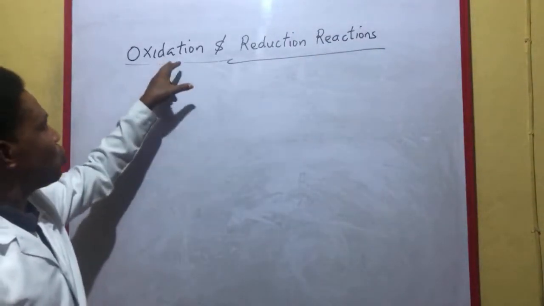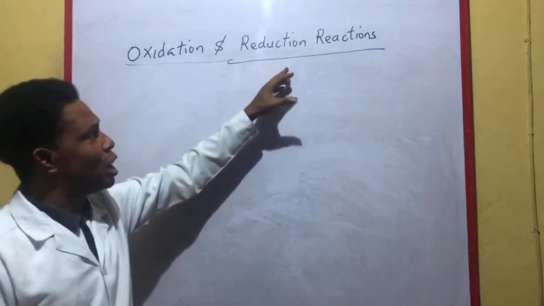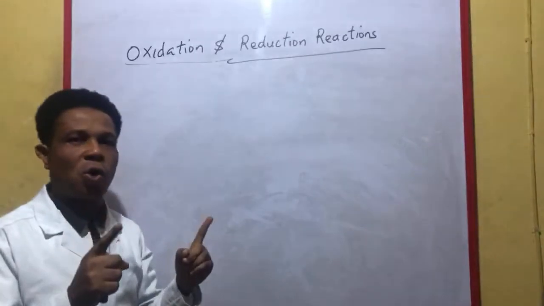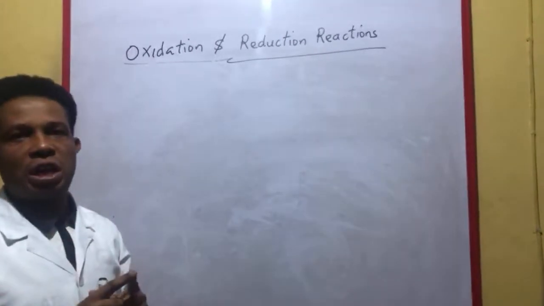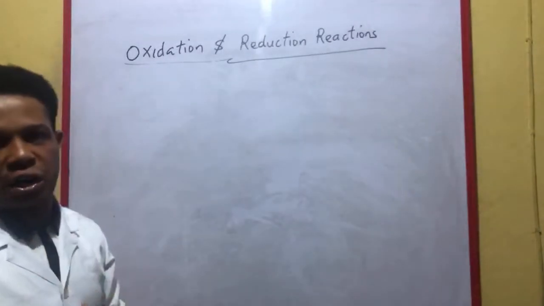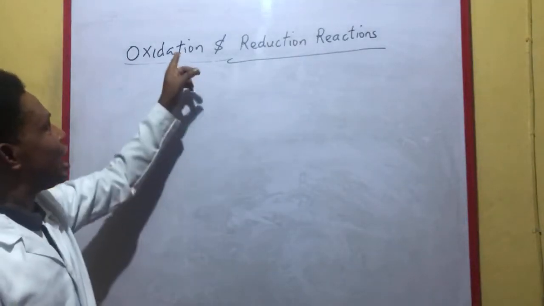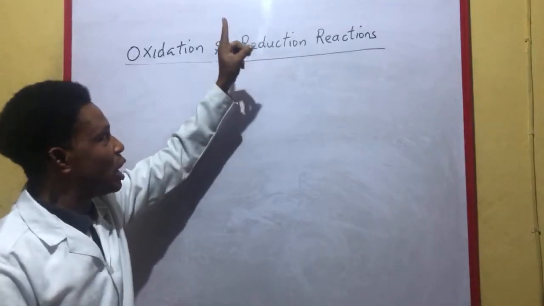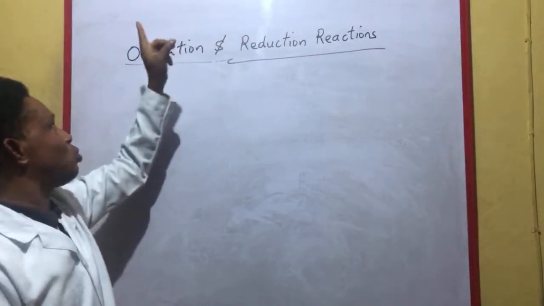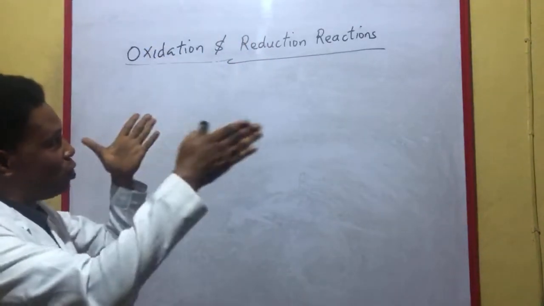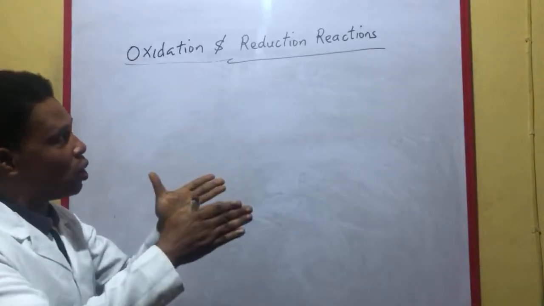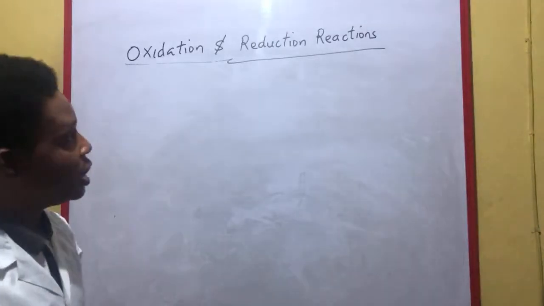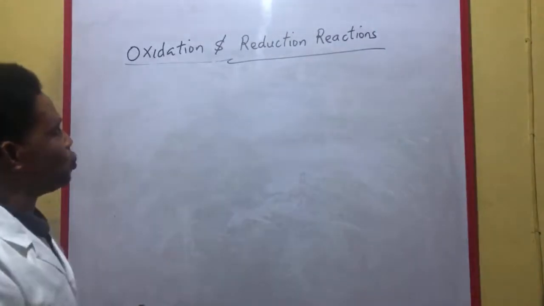Oxidation and reduction reactions always occur simultaneously in any given chemical equation. You cannot have one without the other, and you cannot have reduction without oxidation. So both of them always occur side by side. They occur simultaneously. Now, what is oxidation?